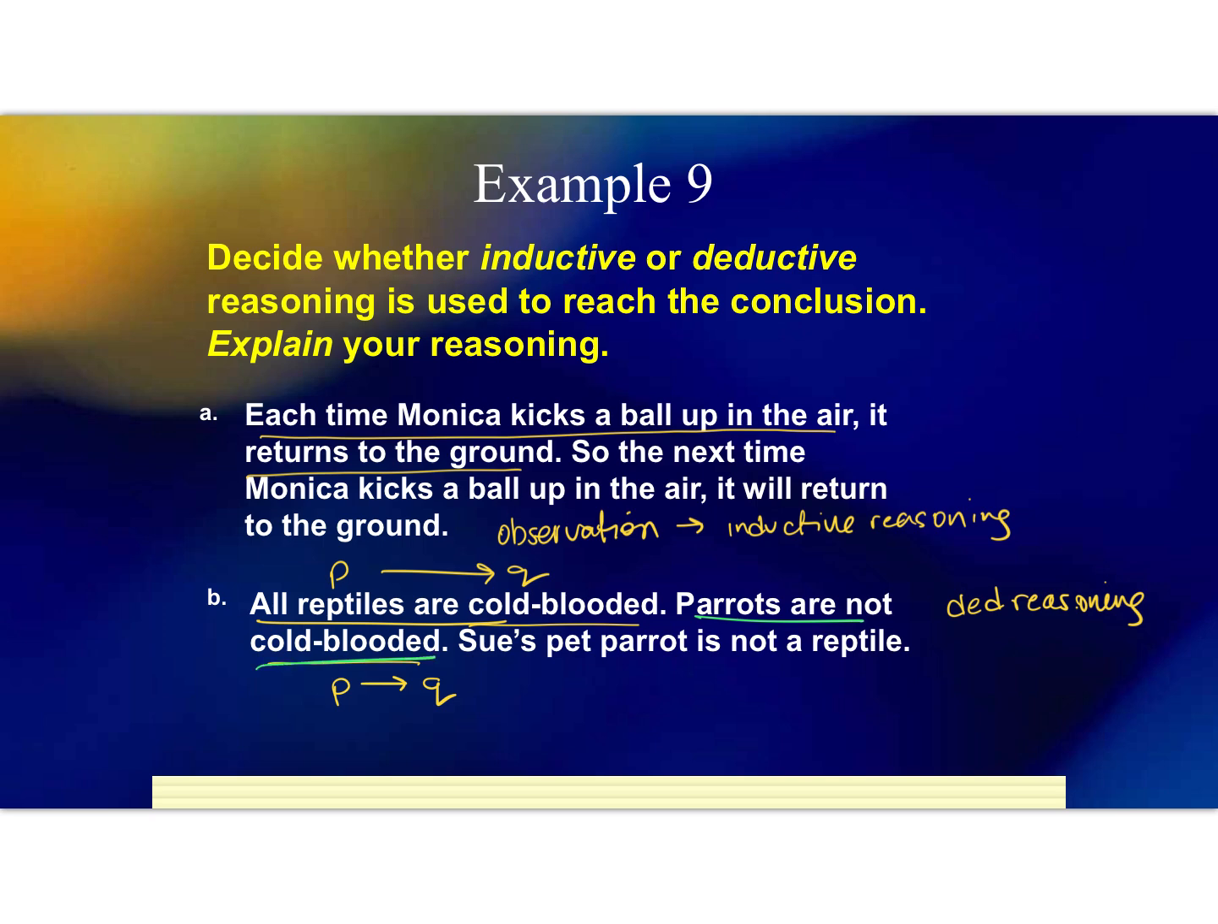So now we have some new scenario, right? So you start to wonder, okay, well, how do I do that? Parrots are not cold-blooded. And then it says Sue's pet parrot is not a reptile. So there's a lot going on here. This is assuming, if not cold-blooded, then it's not a reptile, is what we're really trying to get to here. So it says all reptiles are cold-blooded. And then this says parrots are not cold-blooded, and so Sue's pet parrot is not a reptile.